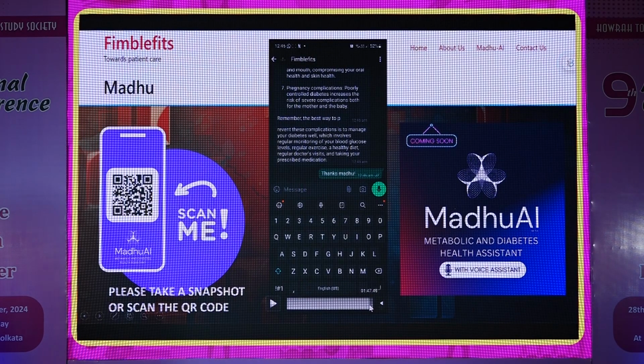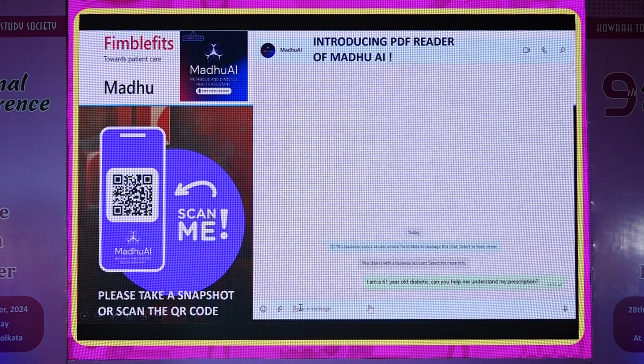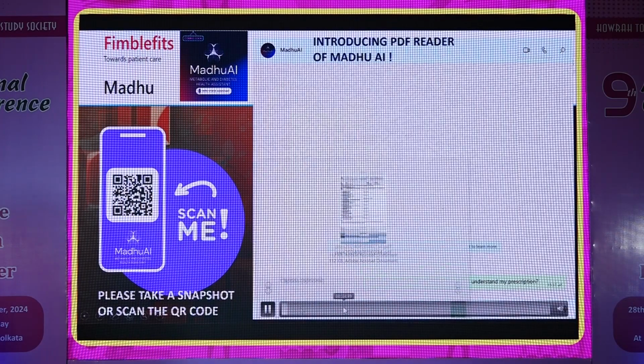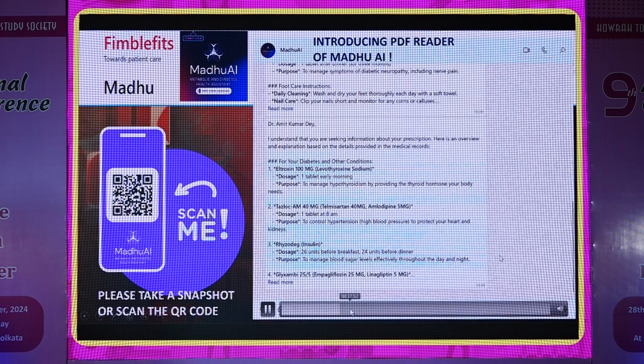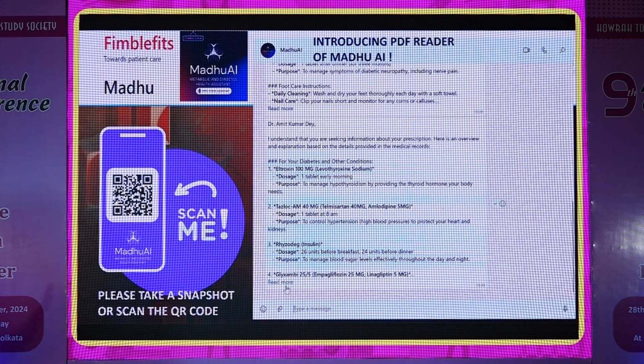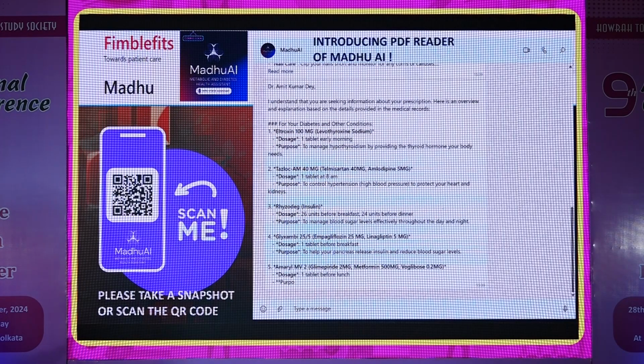The next important part I want to show you about Madhu is that you can use this for analyzing prescriptions and reports. Take a look at this. We uploaded one of my patient's prescriptions here to Madhu, and look what happens. What it does is that it completely breaks down the whole prescription, gives me the dosing, and it also tells me the indication for each drug.